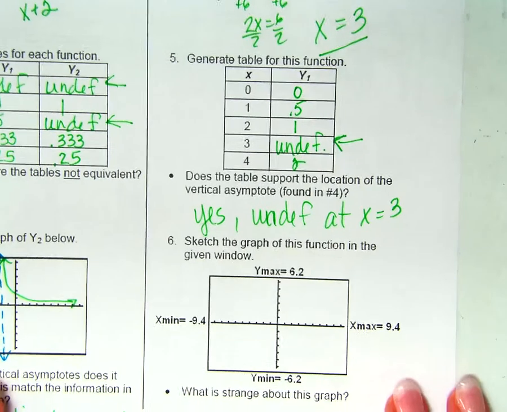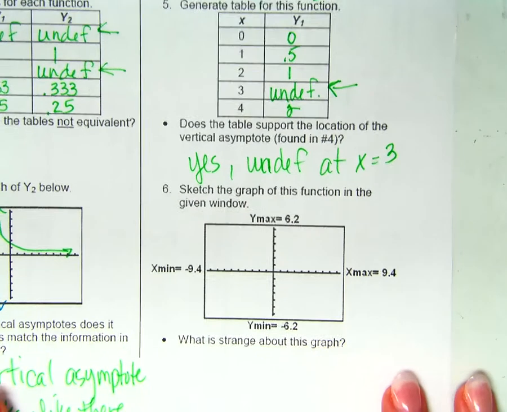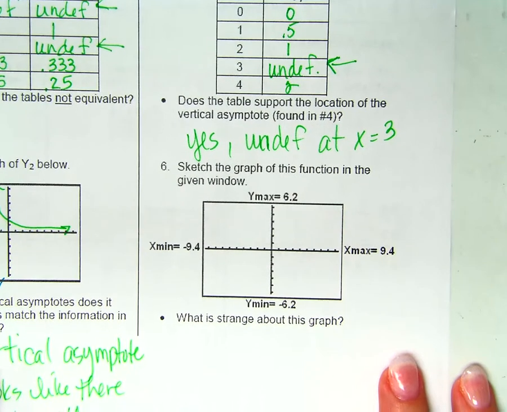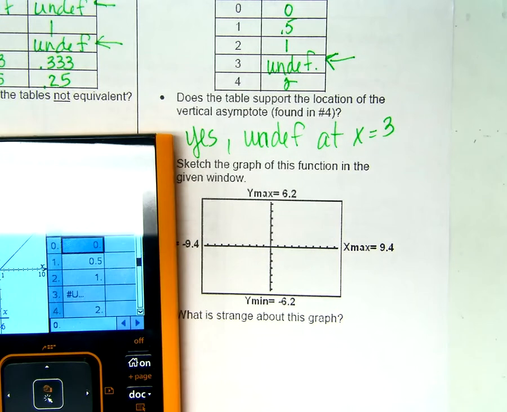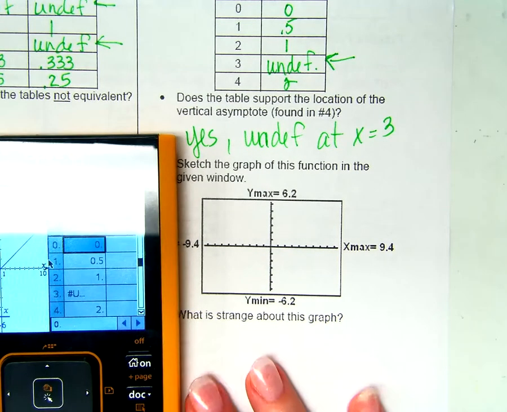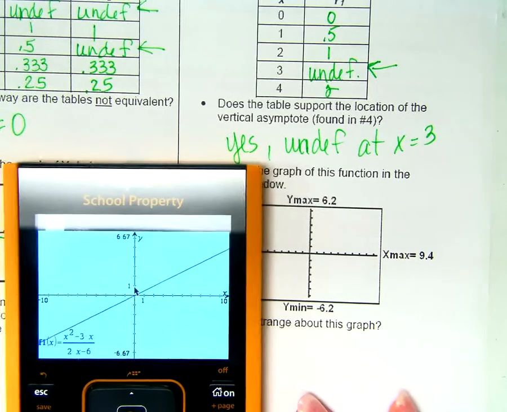Sketch the graph of this function in the given window. Please don't do it yet. Why did I say something's weird? Do you know? Well, besides the fact that I'm a genius, why did I say something's weird?